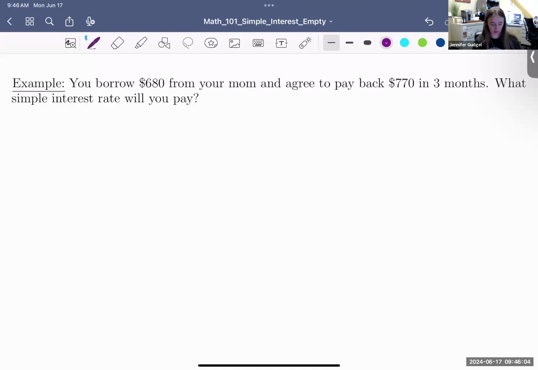I borrow $680. This is the amount that the loan is, the initial amount. I'm paying 770. So that's the 680 plus a good amount of interest. That is the final amount. 770. Sorry if I said something else. 770 is the final amount and it's in 3 months. That is the time we're given.